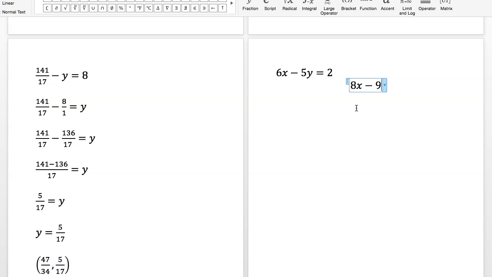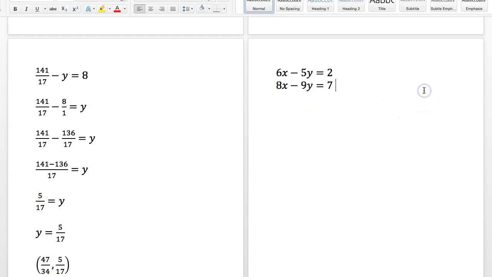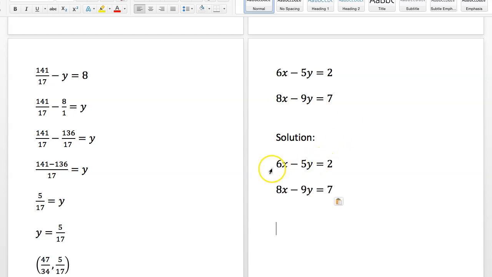8x minus 9y equals, I'll just say, for argument's sake, I just need something to go over there. Let's just say 7. Now, guys, I single spaced these this time, and it'd probably be prettier if I double spaced them. Okay, so let me do this. Control C. I like to have my problem statement. So solution. It'd been nice if I'd have done that in the last problem, but oh well. Now, so what I'm going to do.